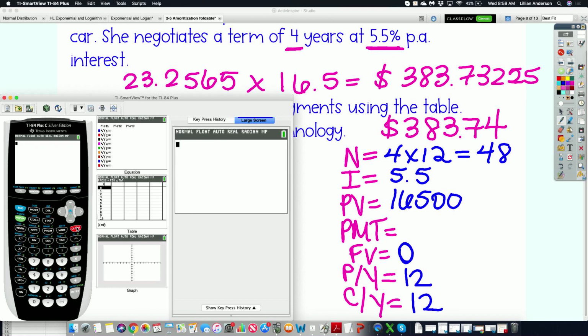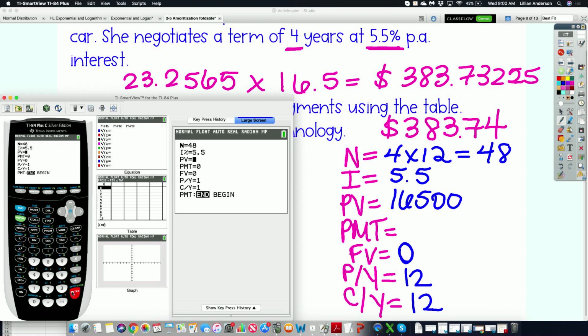Where was it located? Apps, and then financial, and then TVM. Yeah. So apps is located down diagonally from your alpha button. You click enter, and we're going to go to TVM solver. And literally everything that we wrote down, that's exactly what we're typing in. Like I said, you can do 4 times 12, and it automatically updates to 48. So you don't have to worry about accidentally typing 47 or 36.